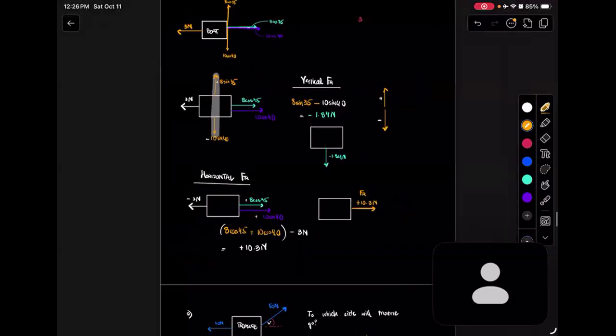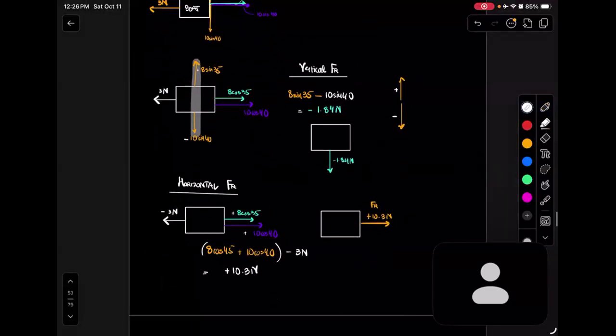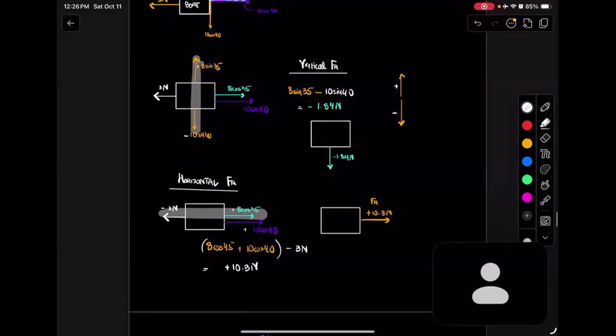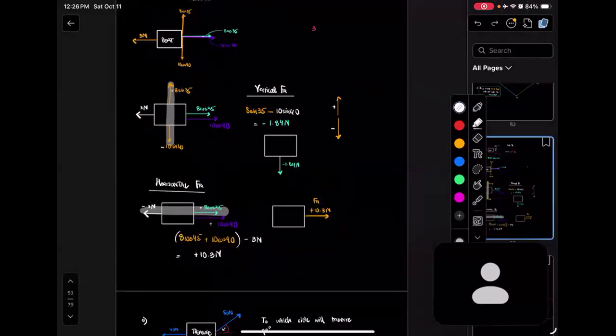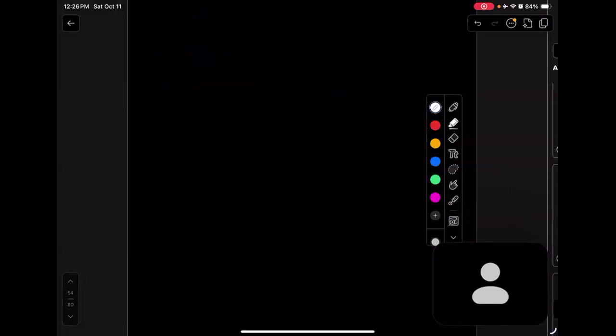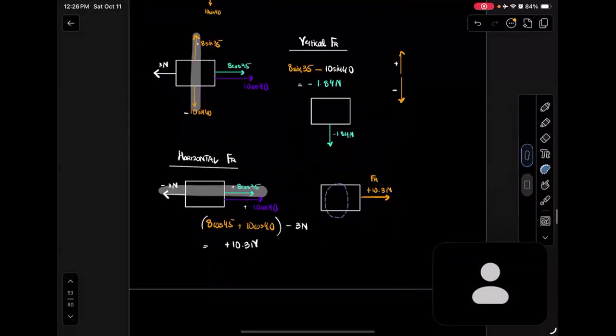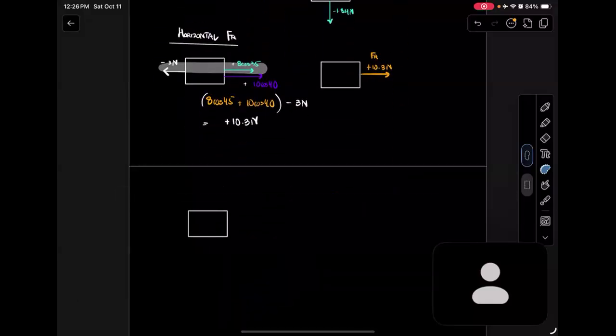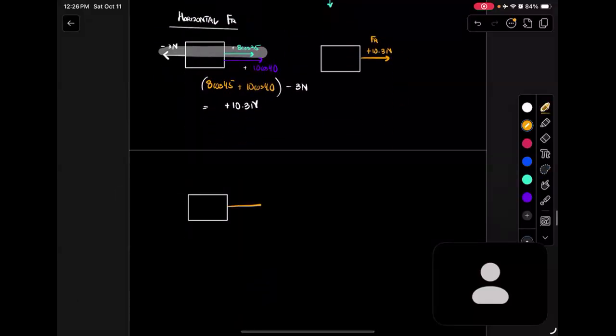Okay. So now let's compare what we've just found. We found out what the horizontal net force is. We found out what the vertical net force is. And now let's compile what we've learned so far. We took the box. And do we know what the horizontal net force was? Yes, we do. It was pointing towards the right, 10.3 Newton.